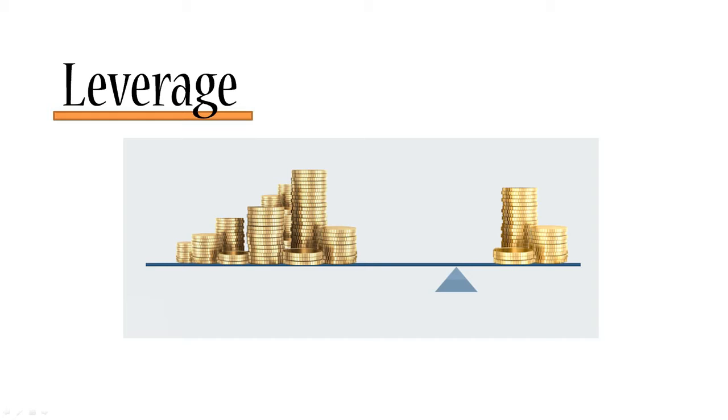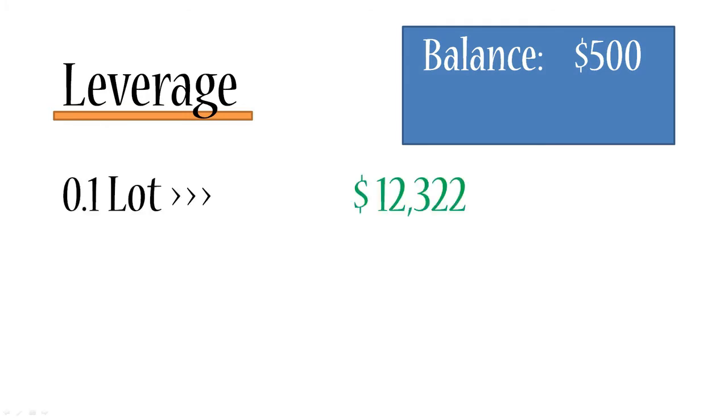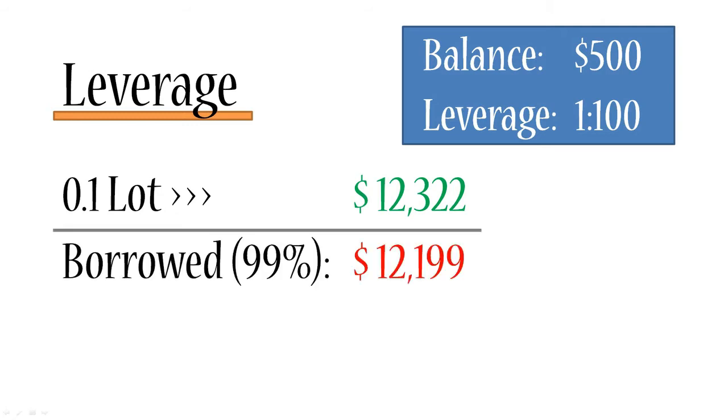So let's have a look at a particular example. For instance, your balance is $500 and you want to conduct a transaction with the volume of 0.1 lots on the euro-dollar currency pair. So you require 12,322 American dollars to conduct this transaction. Obviously, your balance is insufficient at this stage. But with leverage, if your leverage is 1 to 100, then your broker will actually only require you to have 1% of that money, and the broker will lend you 99% of the required amount. So in this case, your broker will lend you $12,199.